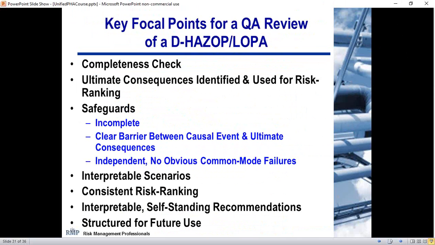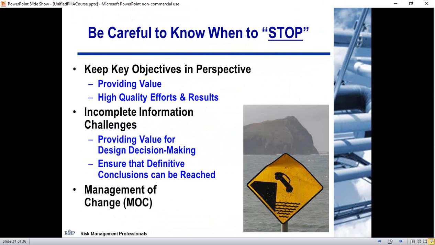So now, if you want a short list of some of the key things to look for on one slide, this is it. That's the best I can do. If you really do need to review these things thoroughly, there's lots and lots of details that you should be looking at if you look at a HAZOP and LOPA study.